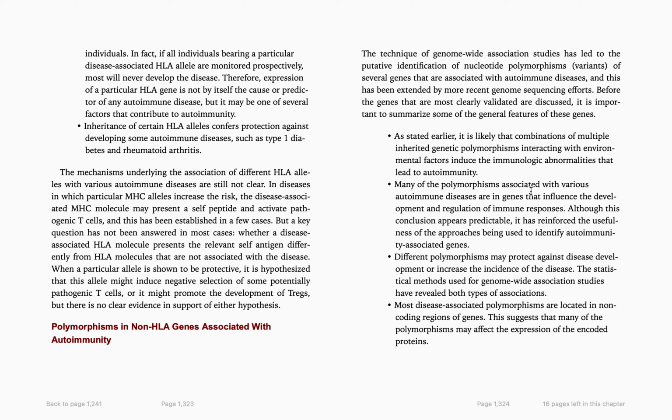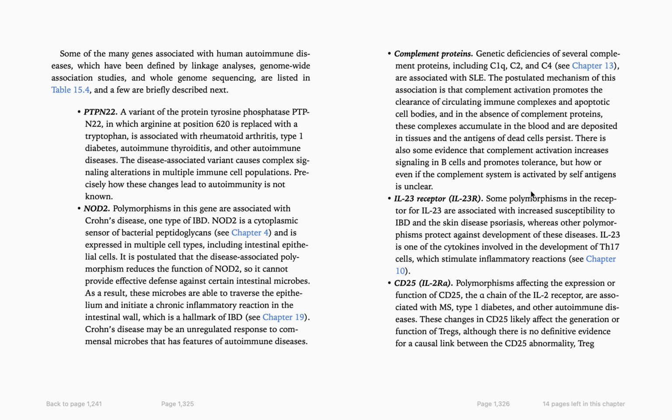Different polymorphisms may protect against disease development or increase the incidence of the disease. Statistical methods used for genome-wide association studies have revealed both types of association. Most disease-associated polymorphisms are located in non-coding regions of genes. This suggests that many of the polymorphisms may affect the expression of encoded proteins. Some of the many genes associated with human autoimmune diseases, which have been defined by linkage analysis, genome-wide association studies, and whole genome sequencing, are listed in Table 15.4, and a few are briefly described next.